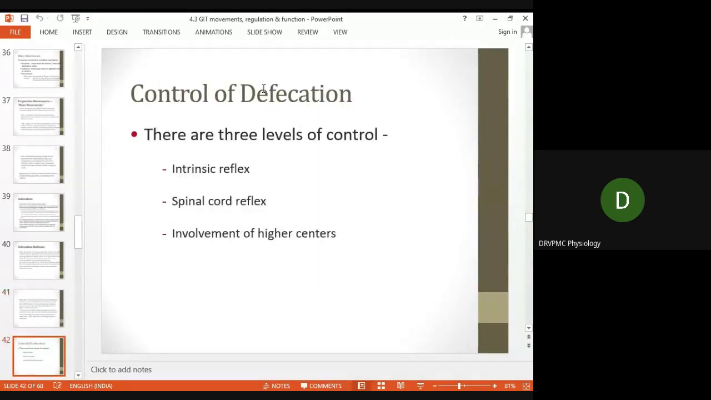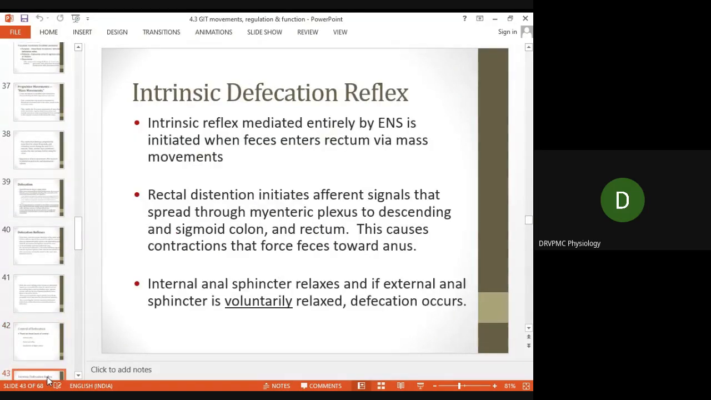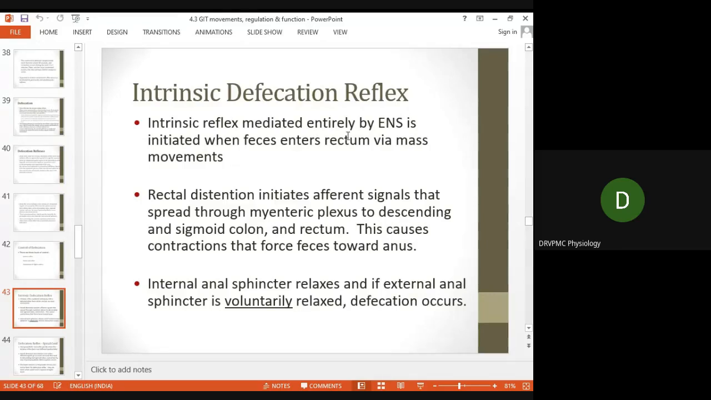How is defecation controlled? There are three levels of control. One is the intrinsic reflex, another is the spinal cord reflex, and the last is the involvement of higher centers. Coming to the intrinsic defecation reflex: it is mediated entirely by the enteric nervous system and initiated when feces enter the rectum via mass movement. Rectal distension initiates afferent signals that spread through the myenteric plexus to the descending and sigmoid colon and rectum. This causes contractions that force the feces towards the anus. The internal anal sphincter relaxes, and if the external anal sphincter is voluntarily relaxed, defecation will occur.